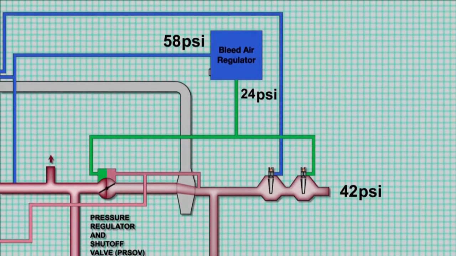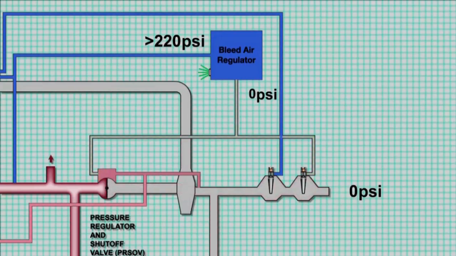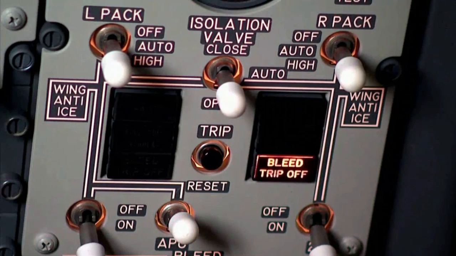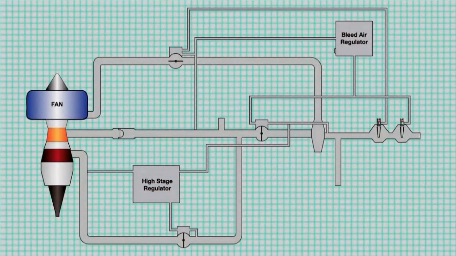If the HSV fails and allows extremely high pressure into the bleed air system, the overpressure switch in the bleed air regulator will cause the PRSOV to close. Note, the overpressure switch will also cause the bleed trip light in the flight deck to come on. Now that we have seen how the bleed air system controls pressure, let us see how it controls temperature.